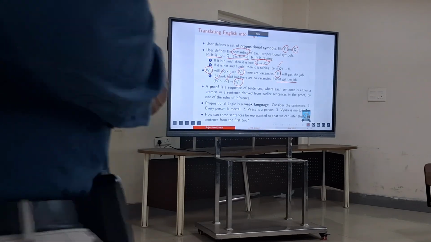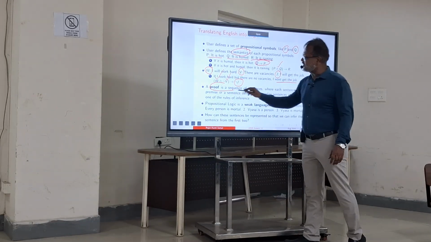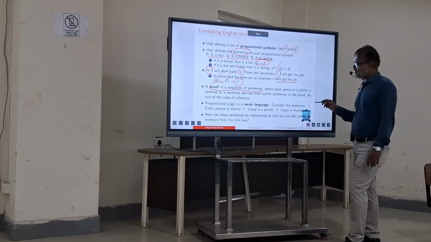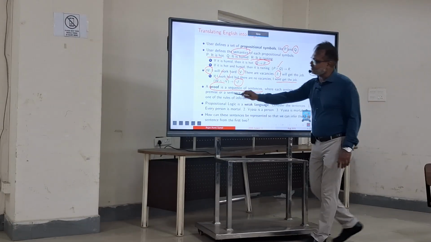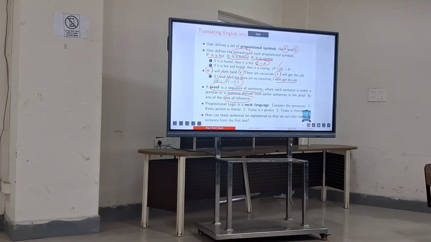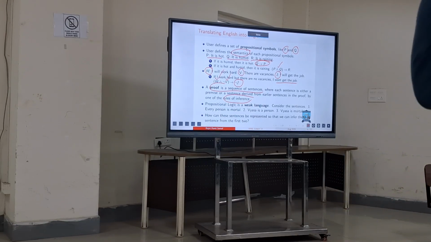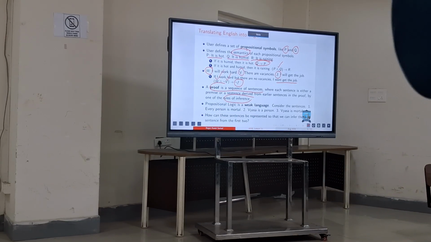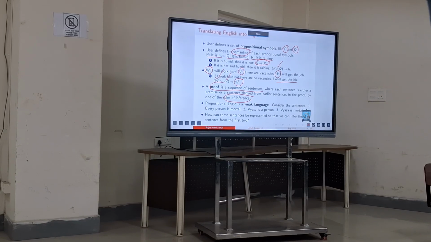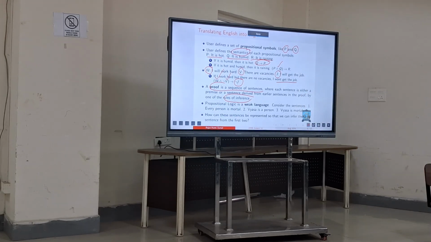Next, what is a proof? A proof is a sequence of sentences where each sentence is either a premise or a sentence derived from earlier sentences in the proof by the rules of inference. So we use modus ponens, modus tollens, and finally derive a truth in logic. But as I have told you, this is generally not possible in normal human work life, neither is it possible in AI. So AI doesn't use it explicitly, but it helps us in formulating knowledge.